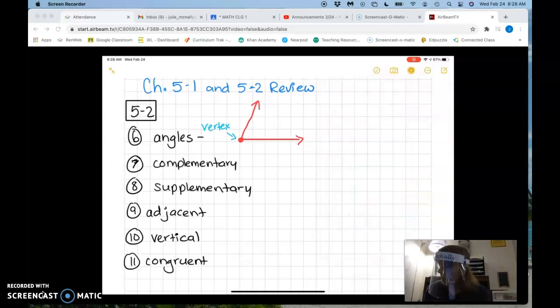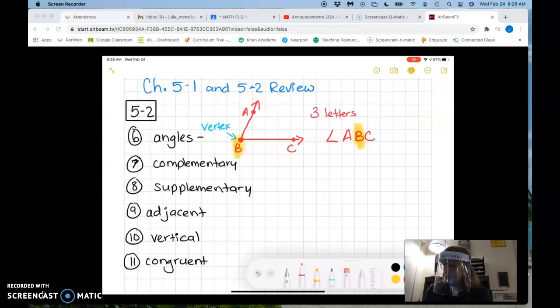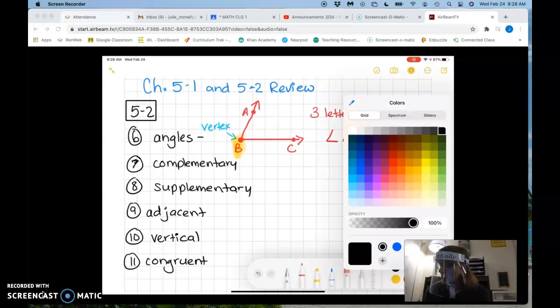And how do we name an angle? Anybody remember? 3 letters or 3 points. And we're always going to put which point in the middle of those 3 letters? Yes. So we're going to call this angle ABC. The vertex is always going to be in the middle. And complementary angles do what?